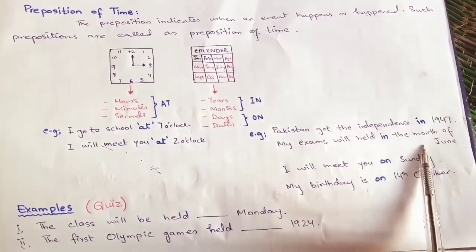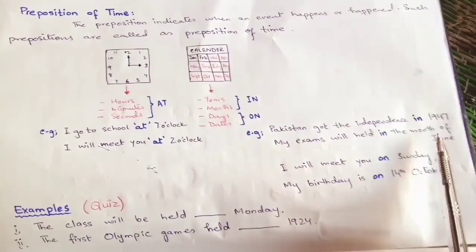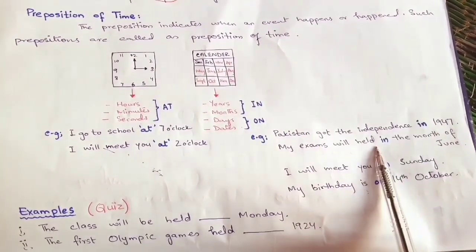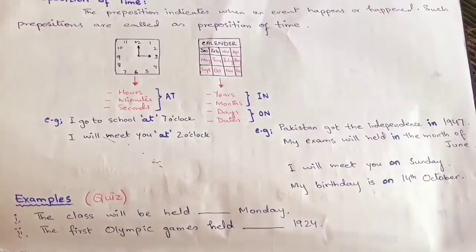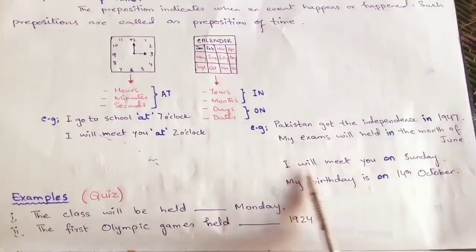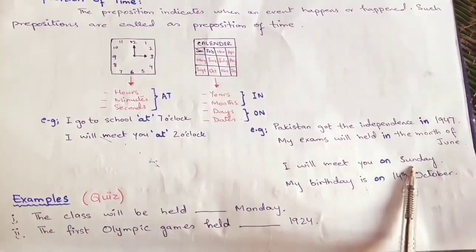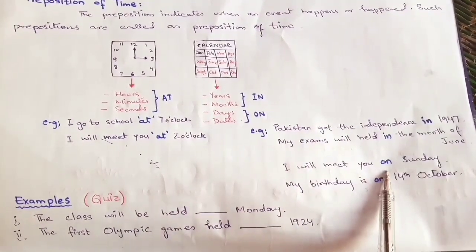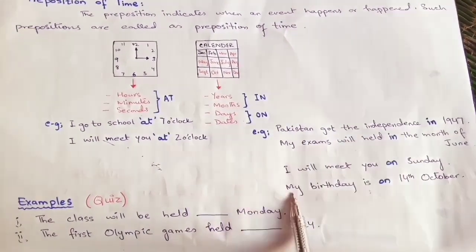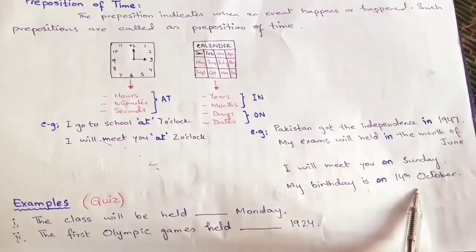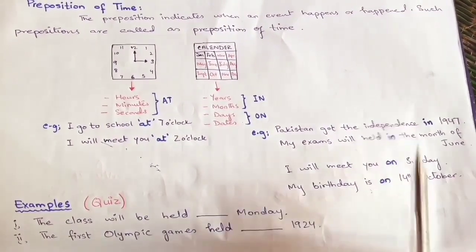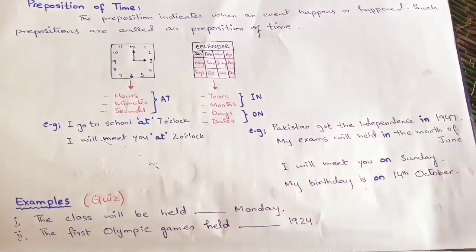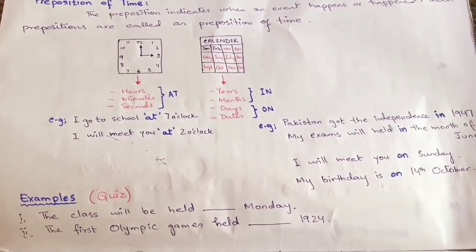My exams were held in the month of June. Over here the month is mentioned, so we have to use "in". Third example is, I will meet you on Sunday. Sunday is the day, so automatically we have to use "on". My birthday is on 14th October. So the date is mentioned, so automatically we have to use "on" over here. So these are very, very simple.